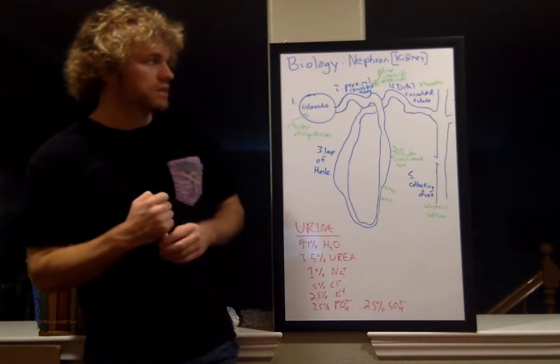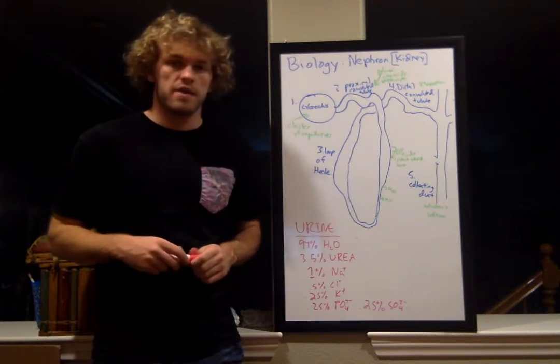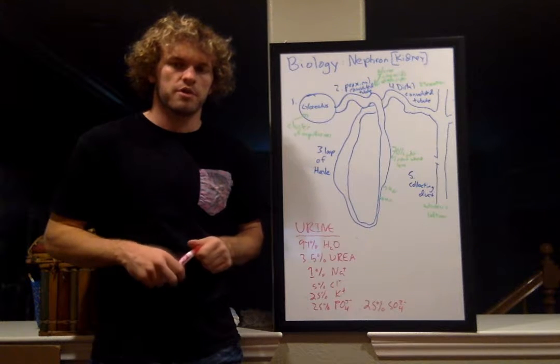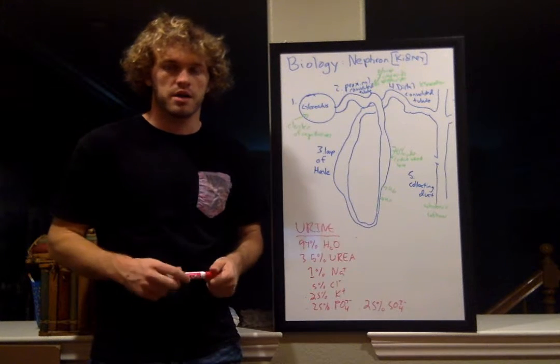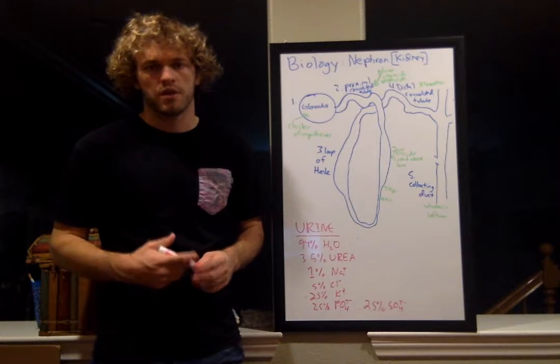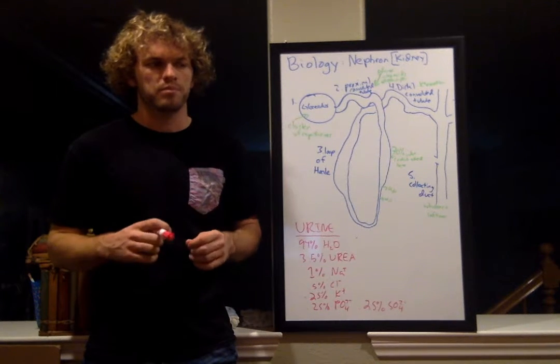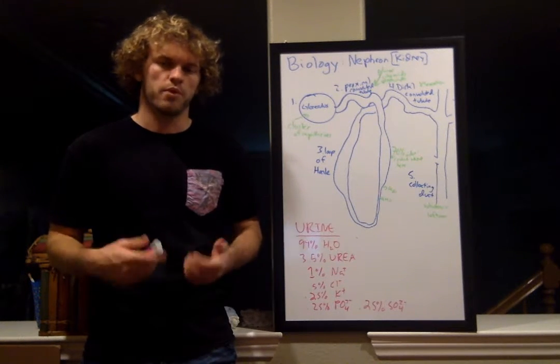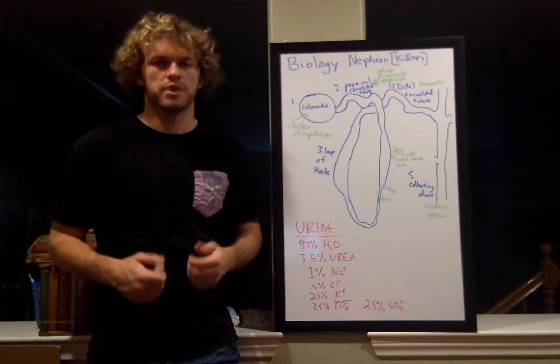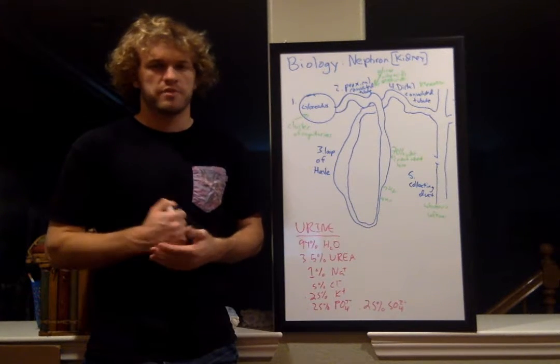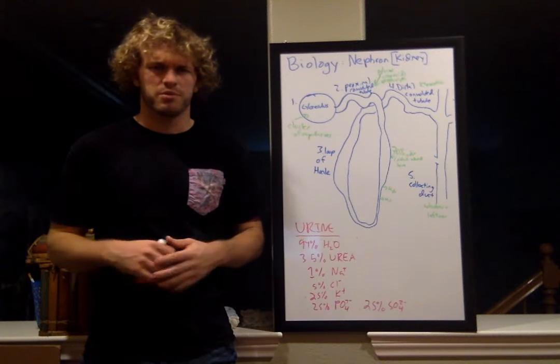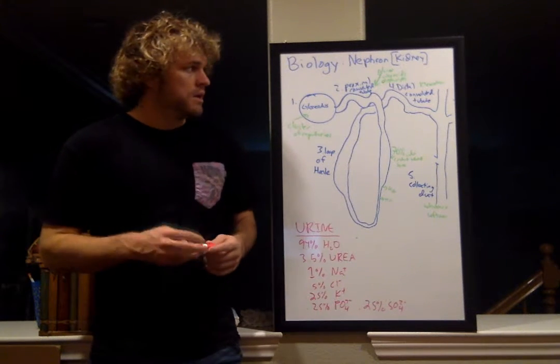Finally, we reach the distal convoluted tubule, and the distal convoluted tubule is involved with potassium ion excretion. So they're involved with absorbing and regulating the amount of potassium that gets reabsorbed. These are very important in the neuron, which I'll talk about in a different video.